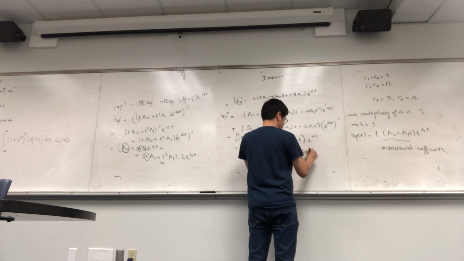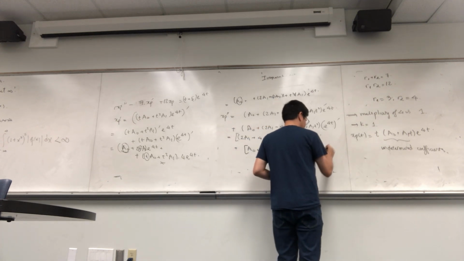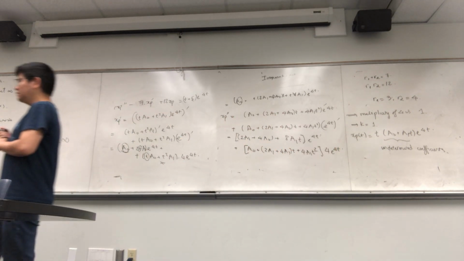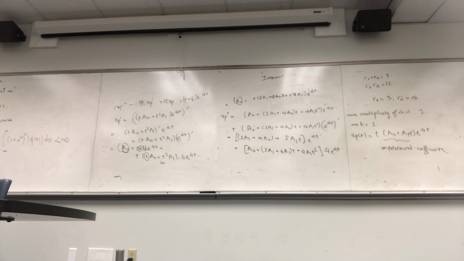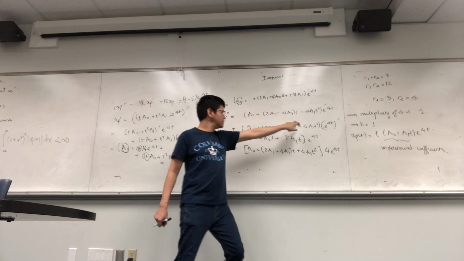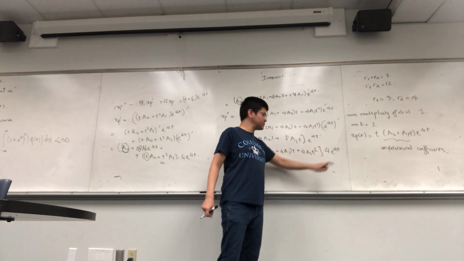Plus 4a1 t squared times 4 times e to the 4t. Questions? Right, so the derivative of the first guy is 2a1 plus 4a0 plus 8a1 t, and the derivative of the second guy is 4 times e to the 4t.